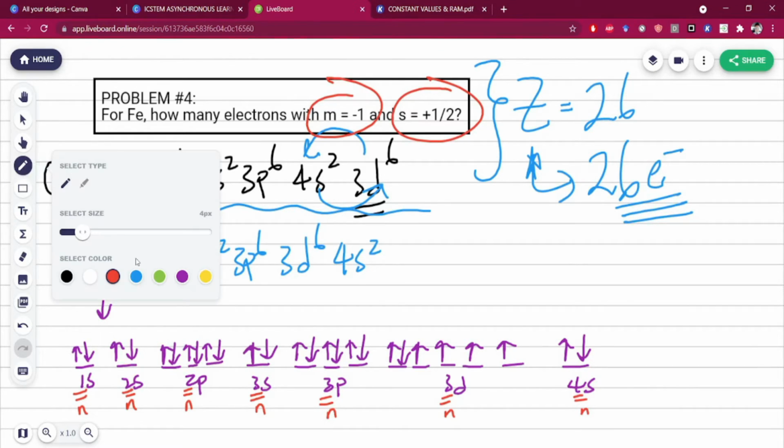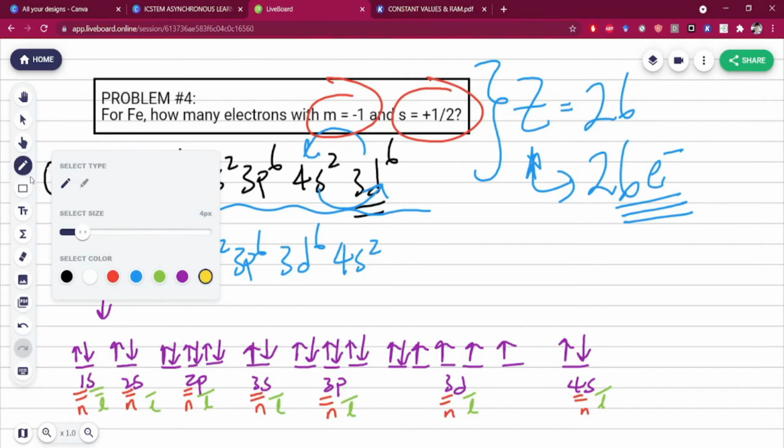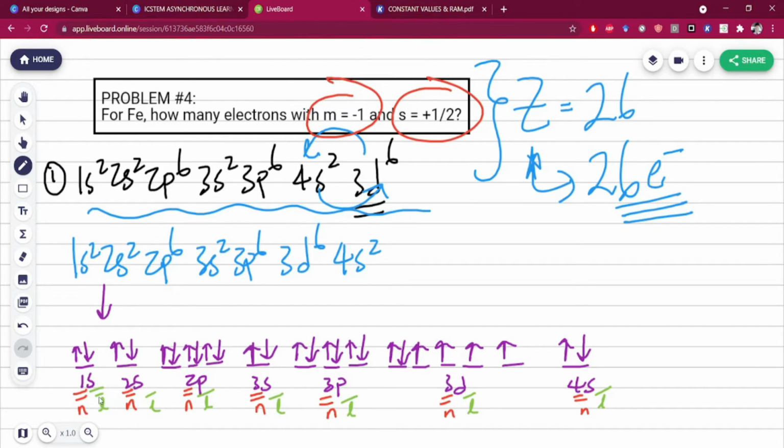And then the l, those are the ones in green. These are your angular momentum quantum number. And do remember that the m value will depend on here.